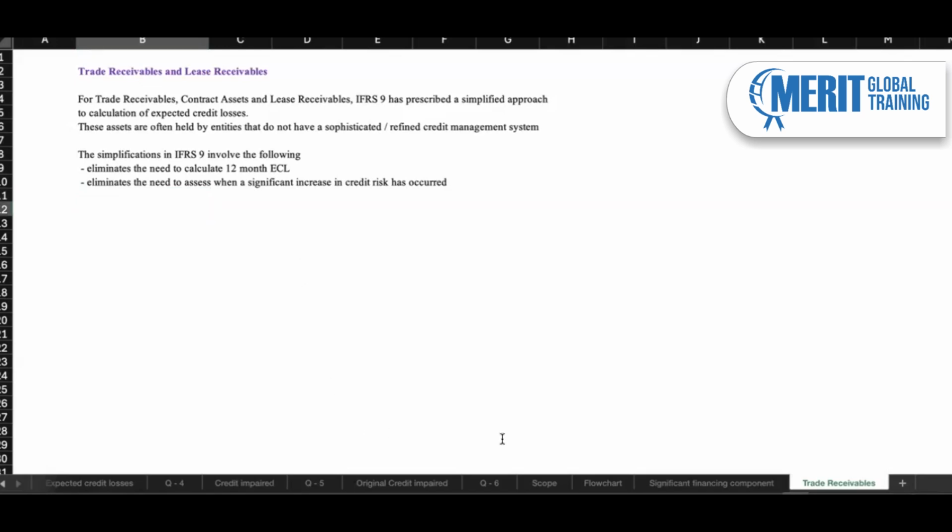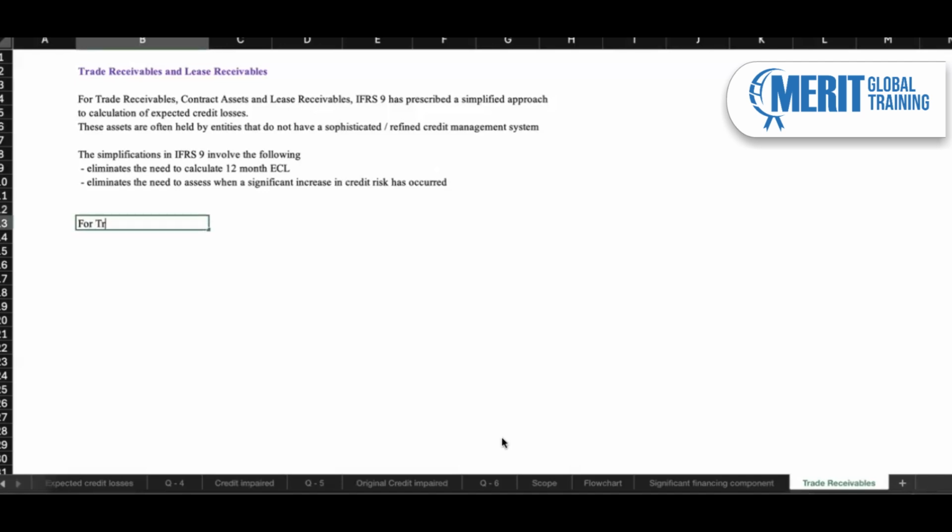So, for trade receivables or contract assets that do not contain a significant financing component, loss allowance should be measured at initial recognition and throughout the life of the receivable at an amount equal to lifetime expected credit losses.